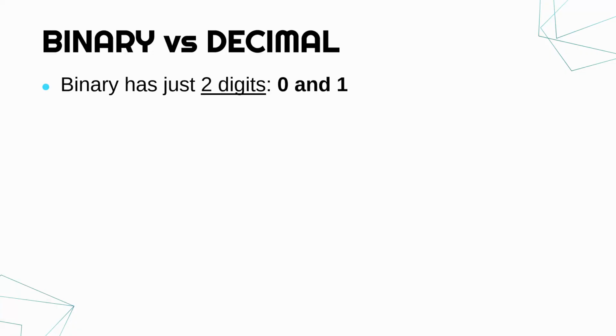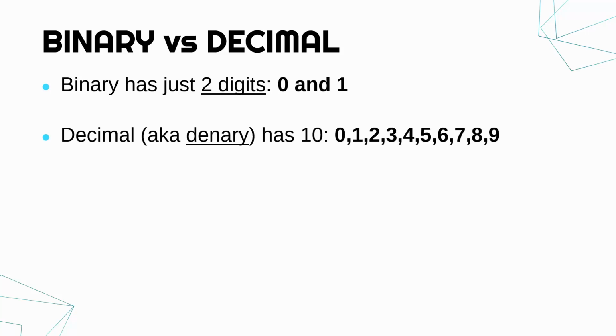So binary is a number system with just two digits, only 0 and 1. Now, us as humans, we use decimal in our daily lives. It's also called denary. If you see denary, that means the same thing as decimal. Decimal has got 10 digits, 0, 1, 2, 3, 4, 5, 6, 7, 8, and 9.